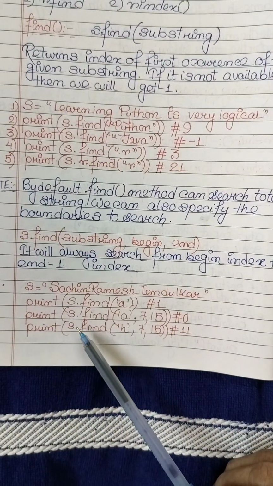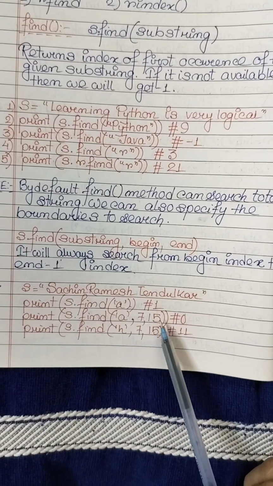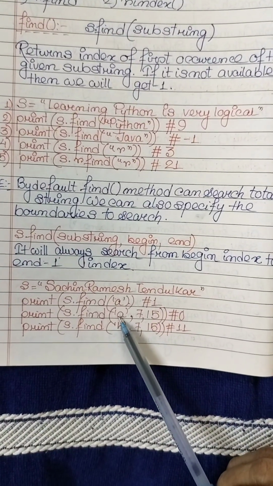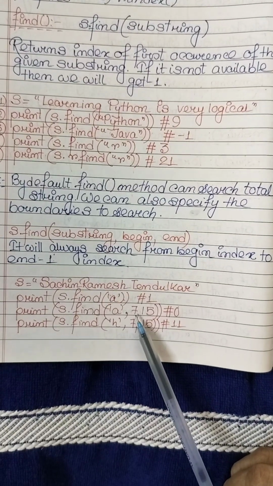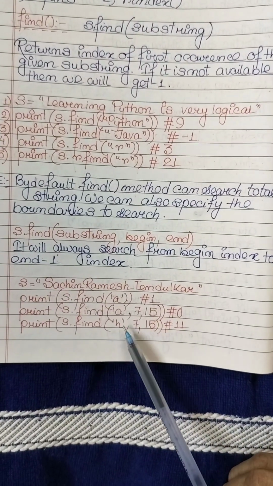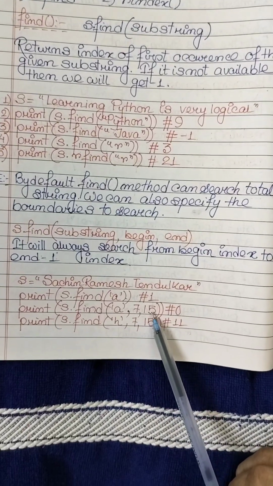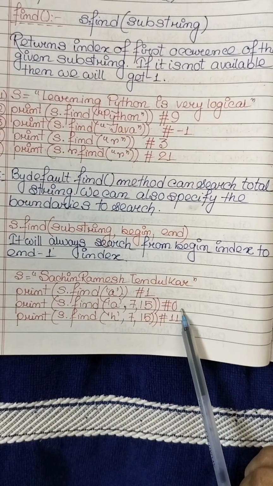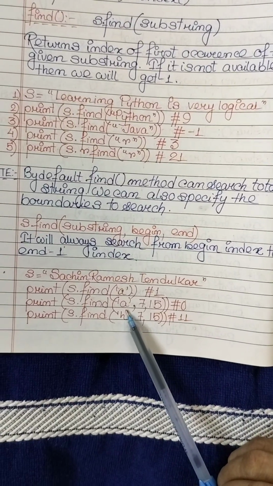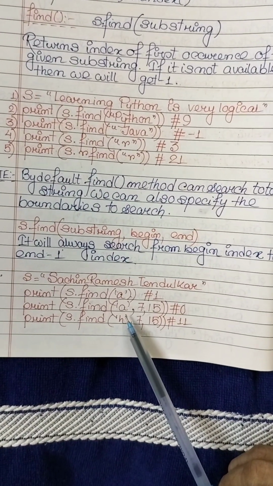Print s dot find a comma 7 to 15. That means a is the substring. We have to find within the 7 to 15 range. 7 is the beginning range, 15 is the end range. So we will get -1 because there is no a present between 7 and 15.